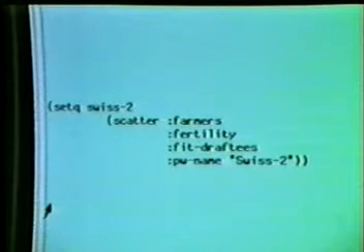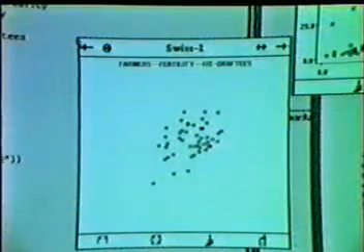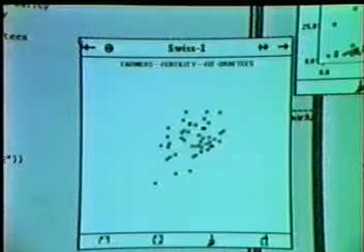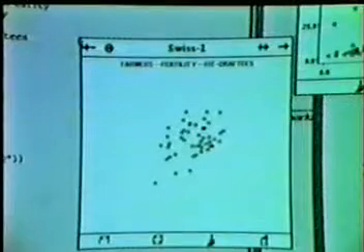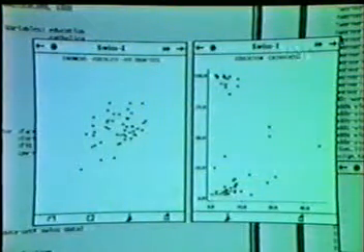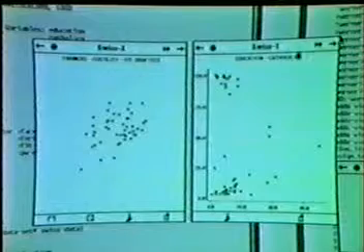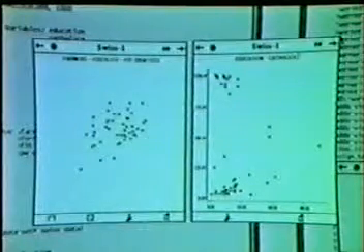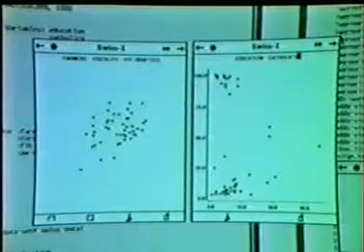Here is the Lisp expression we have to evaluate in order to draw a scatterplot of the variables farmers, fertility, and fit draftees. Plots by default appear in the upper right-hand corner of the screen. Percentage of farmers is drawn on the x-axis, fertility on the y-axis, and fit draftees on the z-axis, which we can't see because it sticks out of the screen. We now have on the screen a plot of Catholics versus education and a plot of farmers versus fertility. This by itself isn't any more useful than looking at the plots one after the other.